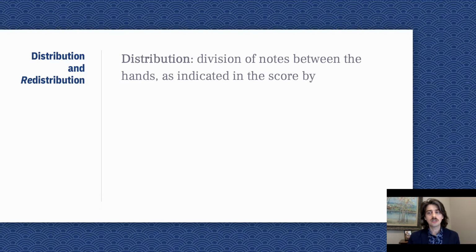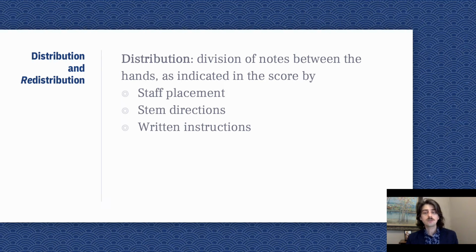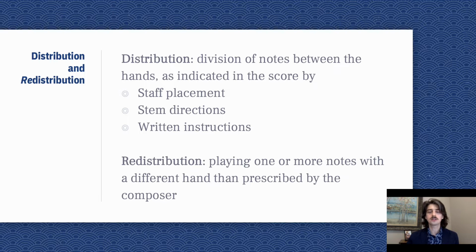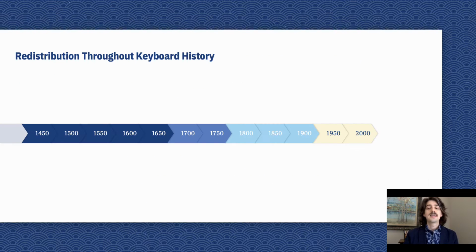Let's start by defining redistribution. The term implies the existence of an initial distribution or division of notes between the two hands that is conveyed by the composer through the score. This distribution is shown through a variety of notational cues, including staff placement, stem direction, and written instructions. If pianists choose to alter this note distribution for any reason, whether technical or musical, they redistribute the notes.